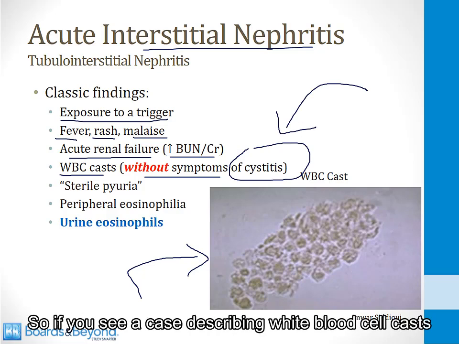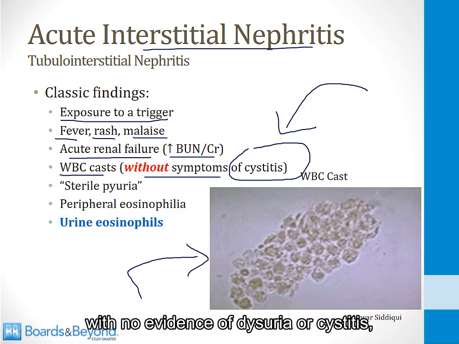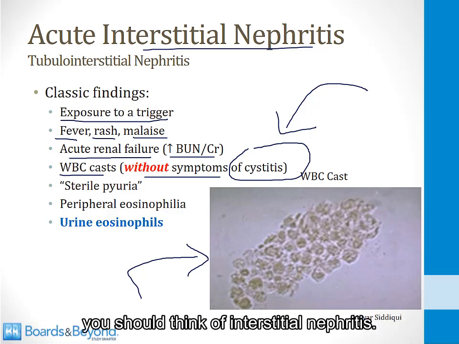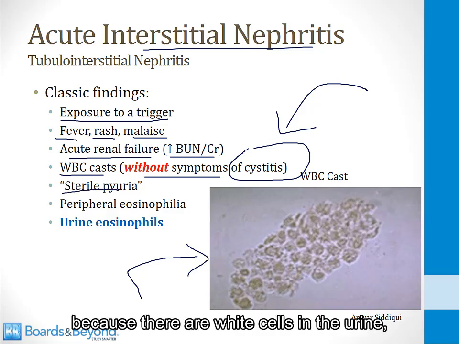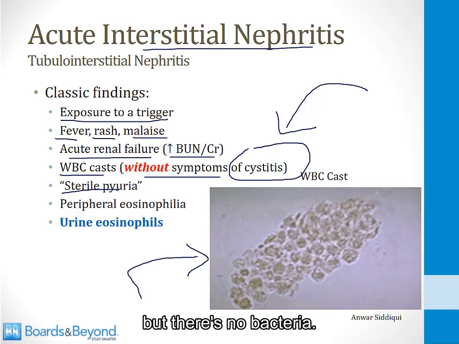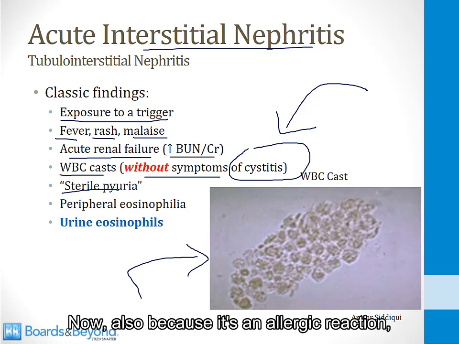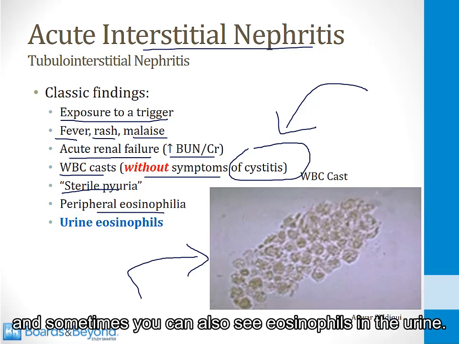So if you see a case describing white blood cell casts with no evidence of dysuria or cystitis, you should think of interstitial nephritis. This is called sterile pyuria because there are white cells in the urine, but there's no bacteria. Now also, because it's an allergic reaction, there may be peripheral eosinophilia, and sometimes you can also see eosinophils in the urine.